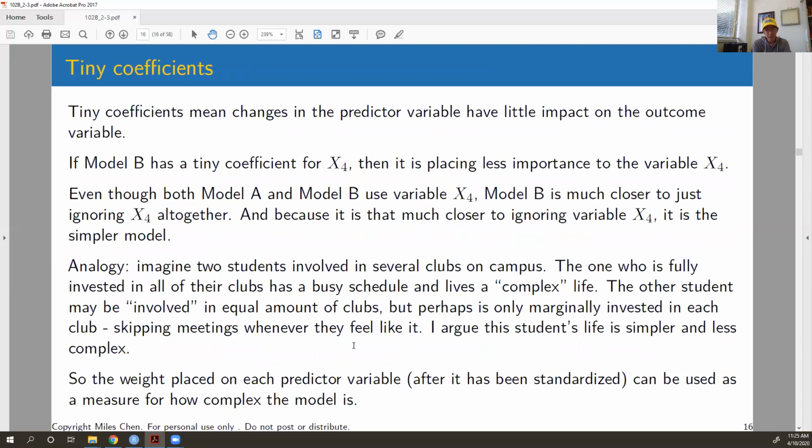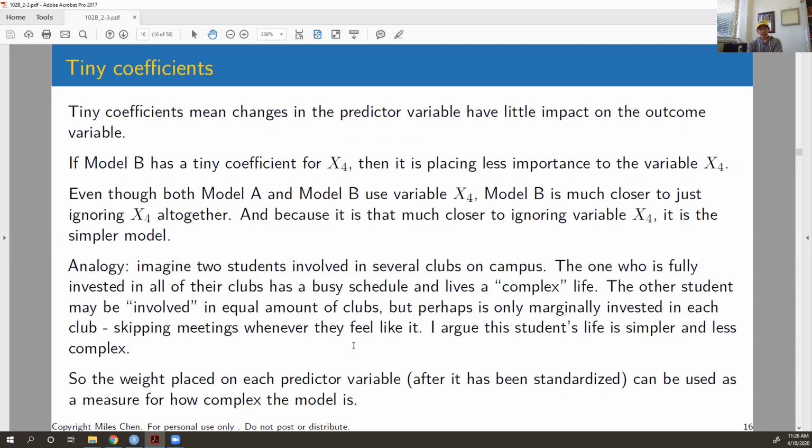Because when you have a small coefficient, it means that predictor variable has less impact on the outcome variable, right? So if model B has a tiny coefficient for x4, then it's basically putting less importance on the variable x4. Remember, we've standardized and scaled everything, so everything is on the same scale. And basically we're saying that x4 is less important in model B than it is in model A.